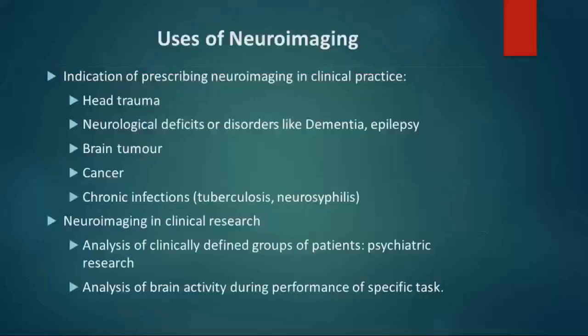Uses of neuroimaging. Why do doctors prescribe neuroimaging for patients? Mostly, neuroimaging is used in patients who have experienced head trauma, are suspected of having certain neurological deficits like dementia and epilepsy, patients who have brain tumors, cancer patients, and those with chronic infections like tuberculosis and neurosyphilis. Neuroimaging is also used in clinical research when researchers want to analyze brain activity during performance of specific tasks.